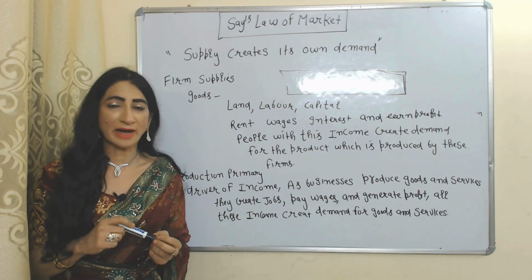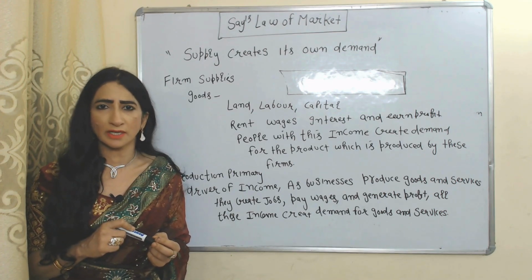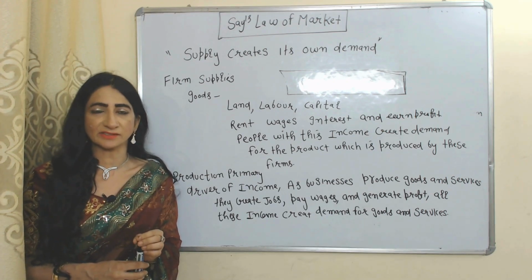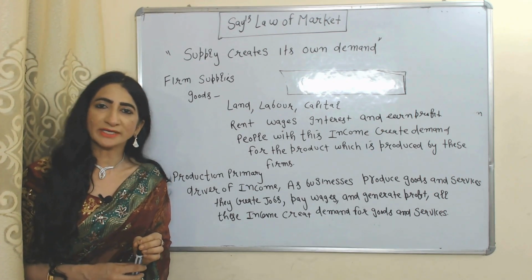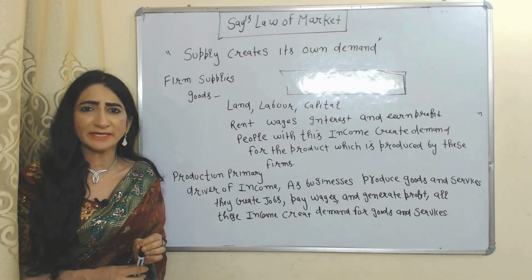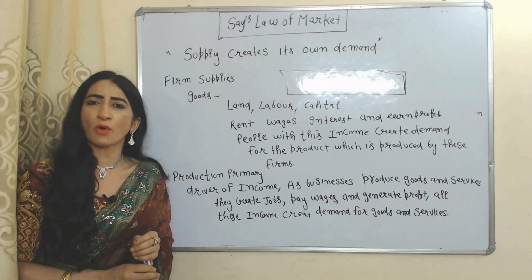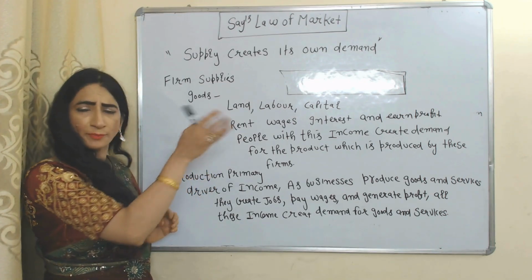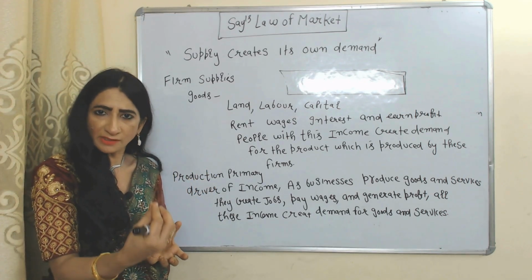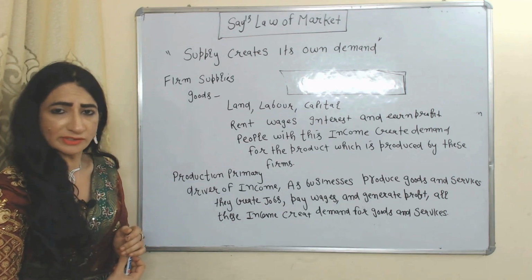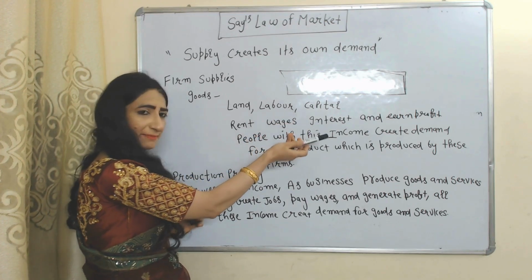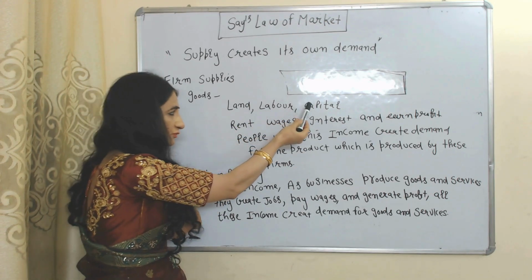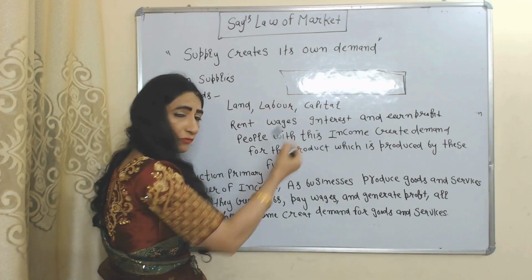According to Say's law of market, supply creates its own demand. That means whatever goods we produce, it will be demanded. There is no problem of overproduction. But how is it possible? Suppose a firm does production. Production represents supply. In order to produce goods, the firm needs land, labor and capital. For land, the firm pays rent. For labor, the firm pays wages. For capital, the firm pays interest and earns profit.